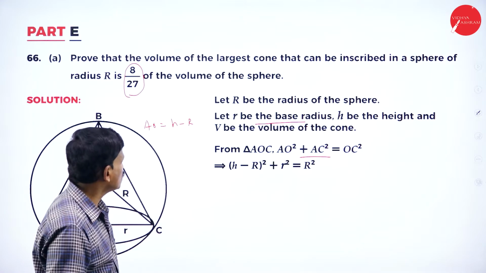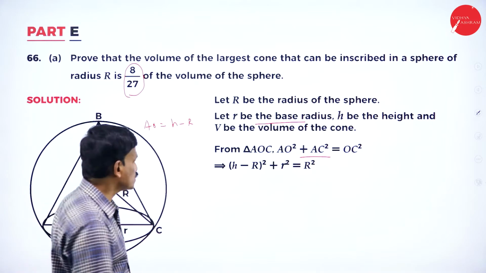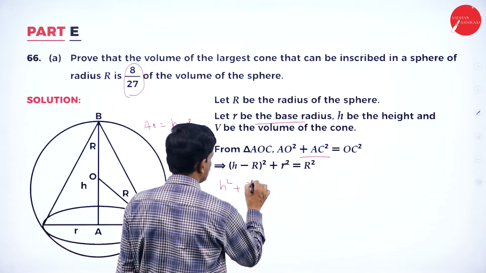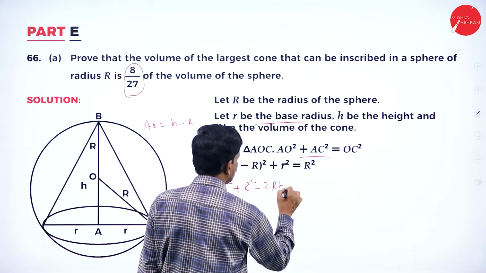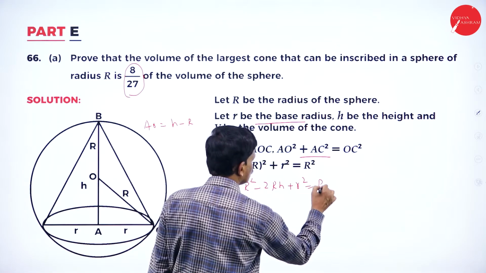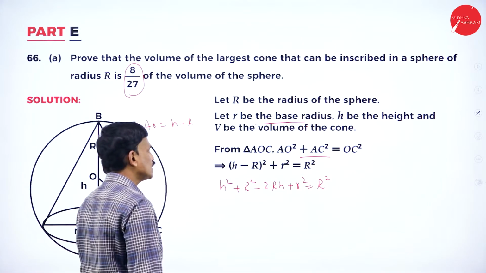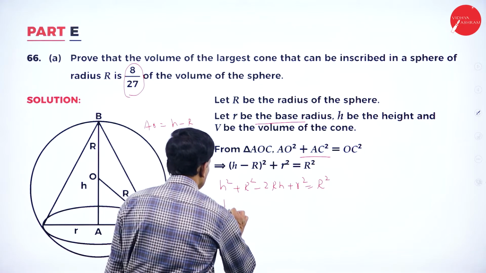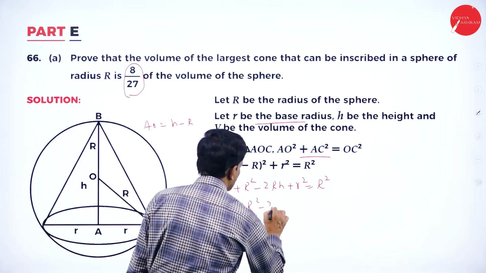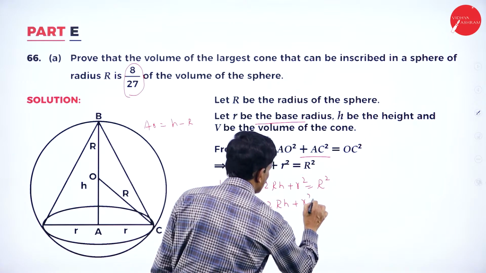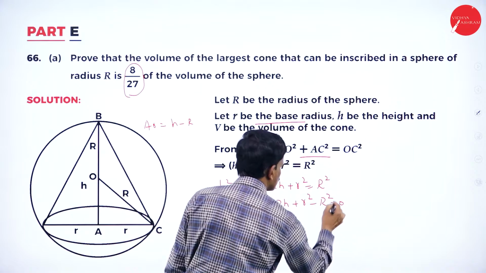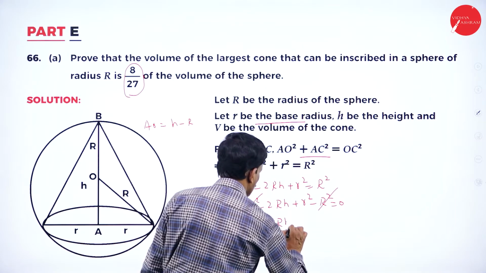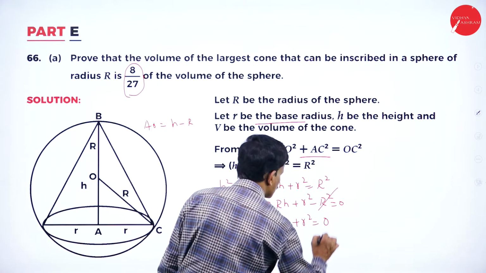So this is an equation of two variables r and h. Now simplify this. a minus b whole square can be written as a square plus b square minus 2ab, plus r square is equal to capital R square. Now transfer this. This can be written as h square plus R square minus 2Rh plus r square minus R square is equal to 0. Minus R square plus R square gets cancelled. h square minus 2Rh plus r square is equal to 0.